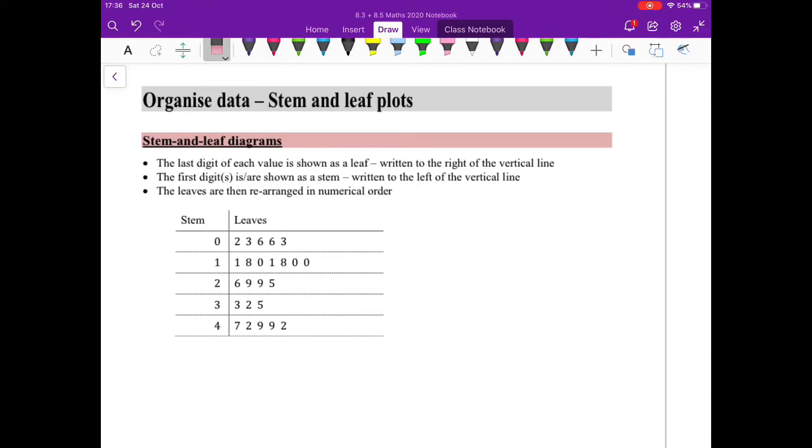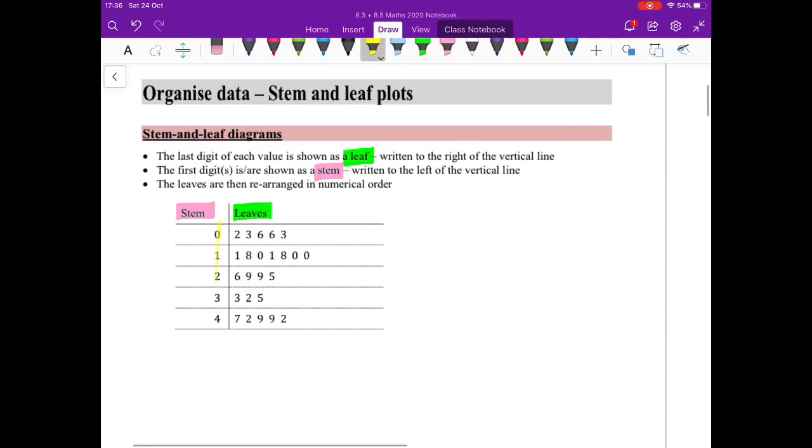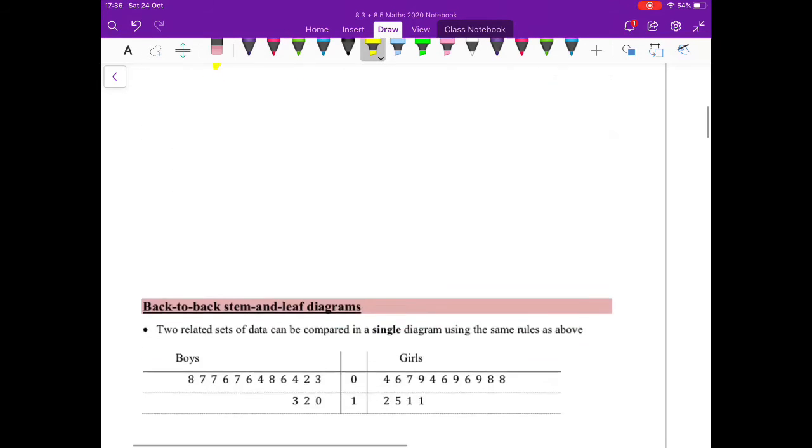Another way to organize data is using a stem and leaf plot. They're also known as stem and leaf diagrams. So what happens is the last digit of each value is shown as a leaf. So these are the leaves on the right-hand side, and it is the last digit. And then the stem is the first digit, and they are written to the left of the line. So in this case, these values here are in tens.